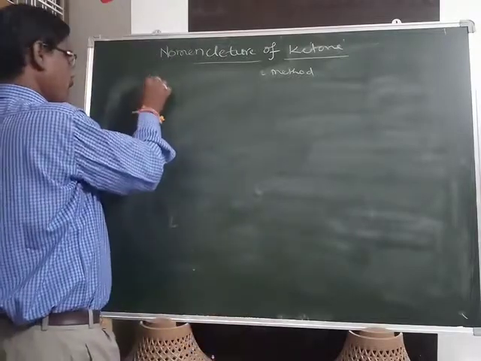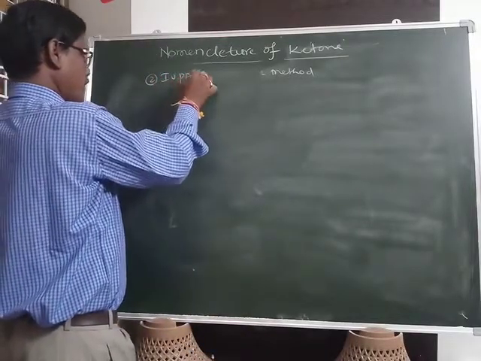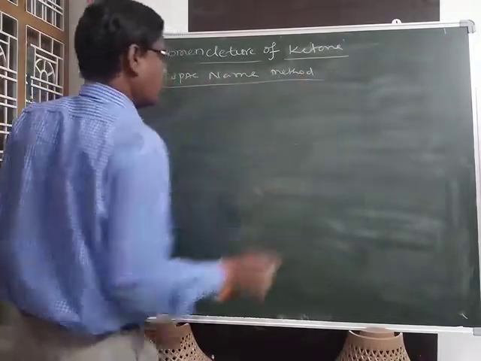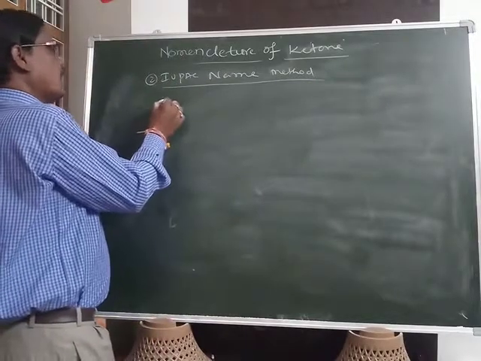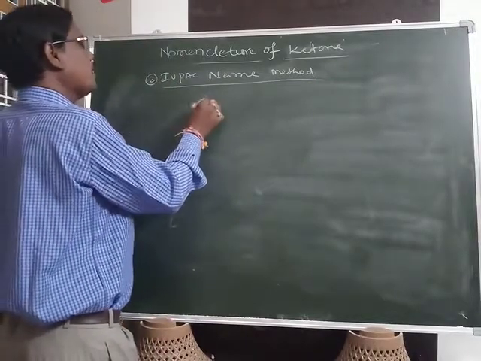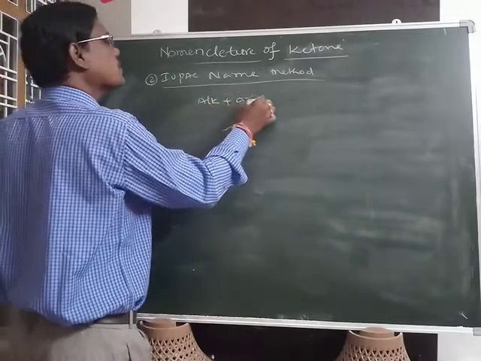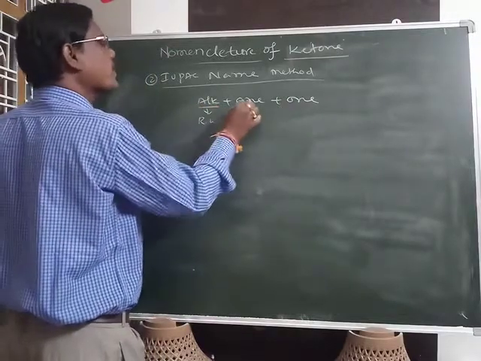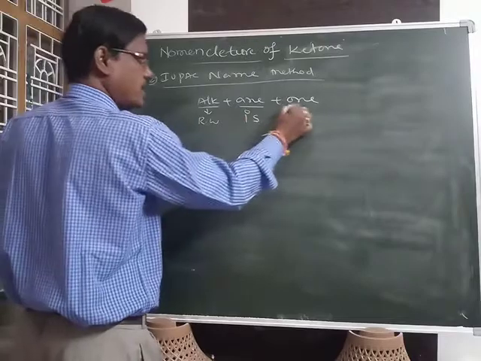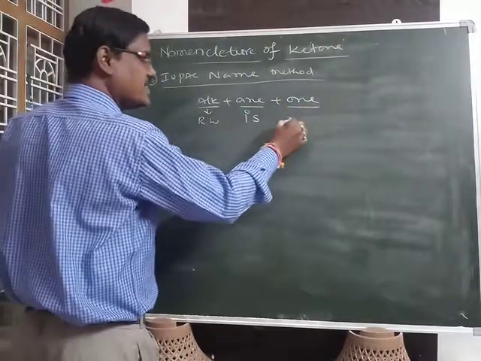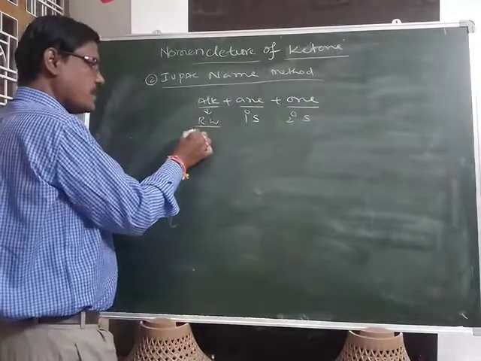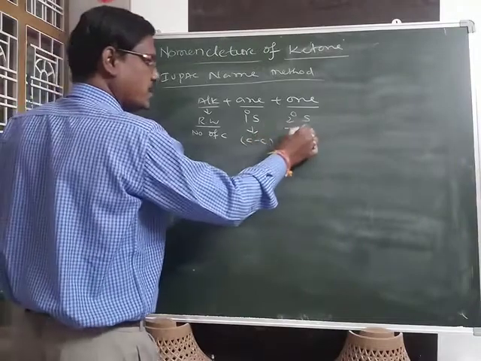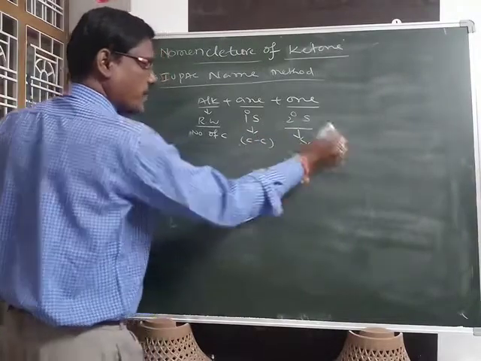IUPAC name method of ketones: alk plus ane plus one. Alk is the root word, ane is the primary suffix, and one is the secondary suffix. The root indicates the number of carbons, the primary suffix indicates carbon-to-carbon single bonds, and the secondary suffix indicates the C double bond O functional group.